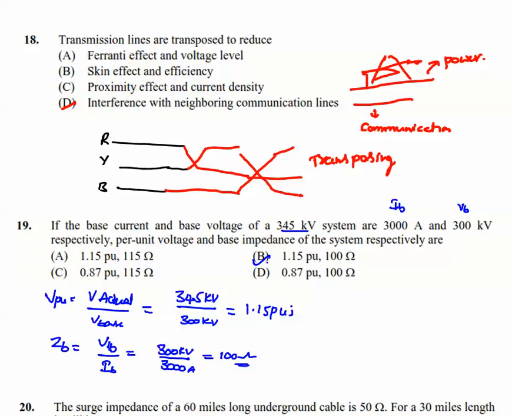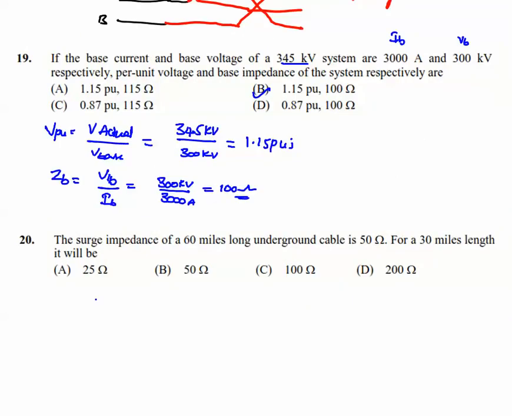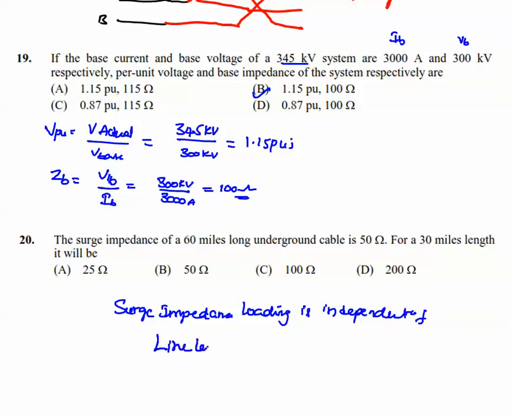And the next question is, the surge impedance of a 60 miles long underground cable is 50 ohms. For 30 miles the length will be? Okay, the surge impedance loading is independent of line length. So once it is fixed, it will remain as it is. So 50 ohms, it will remain as 50 ohms. Why? Because surge impedance loading is independent of the length of the line.